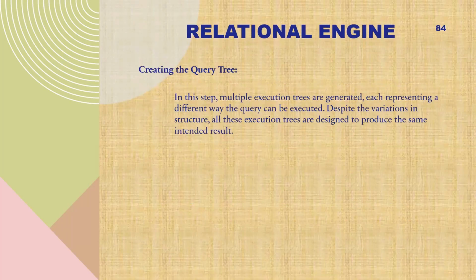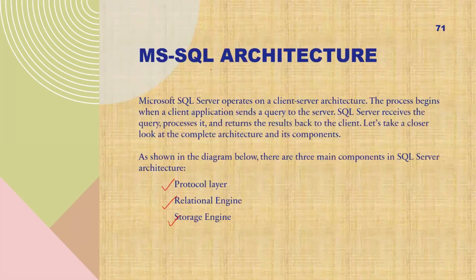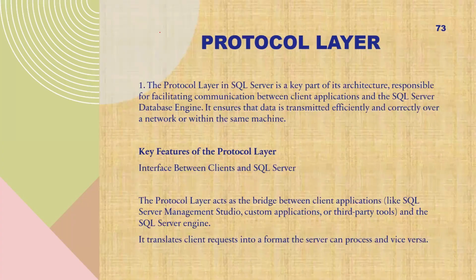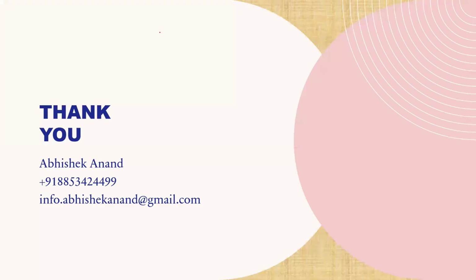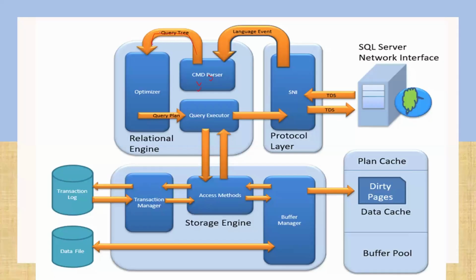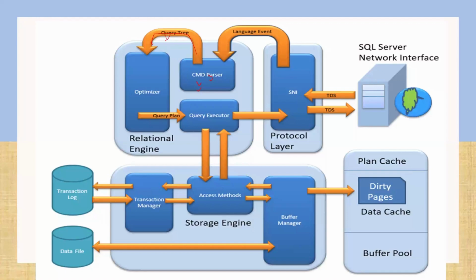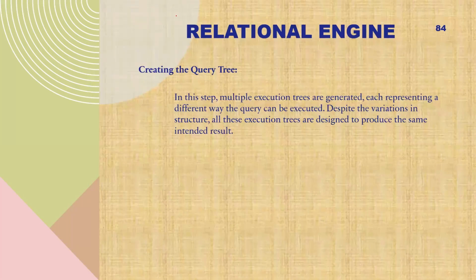So after that, what will happen? If there are no syntactic and semantic errors, then the query tree will be created. So now the next step: there will be creation of the query tree. What will happen in the query tree?